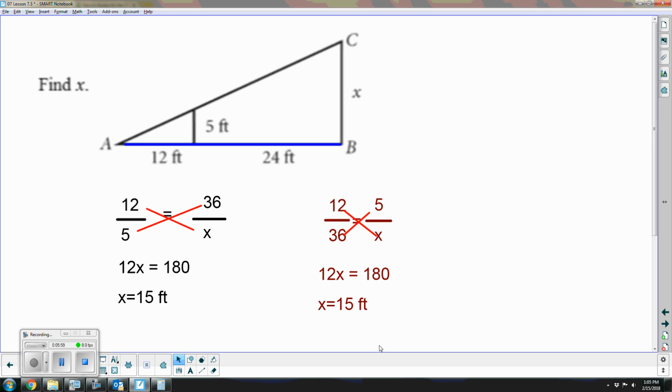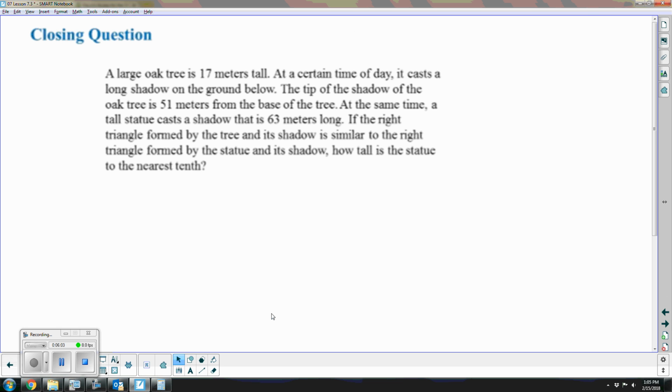Again, make sure to include your units. The units here is feet. All right, now let's look at this next one. This next one does not have a diagram. So again, anytime you are not given a diagram, I suggest that you at least sketch one out.